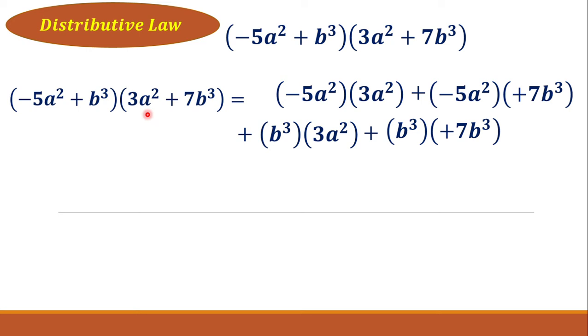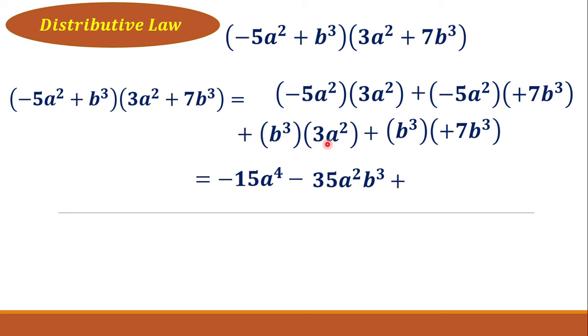So, our final answer: negative, kasi negative 5 multiplied by 3 is negative 15. A squared times A squared, that is A to the fourth. Pag-aadd natin ang exponent. Next, plus, negative multiplied by positive, so this will be negative. Negative 5 times 7, that is 35 A squared B cubed. Diba? Next. So, this will be positive.